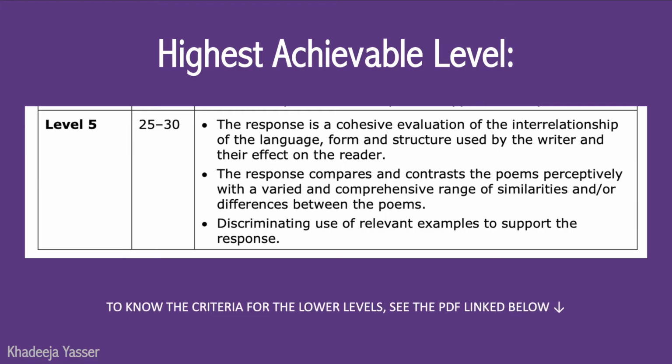And by the way, to know the criteria for the lower levels, you need to see the PDF linked below. So if you want to know what a level 4 answer is like, what it includes, what the criteria for a level 4 answer are, then you need to check the entire PDF, which is linked below. For now, this is the highest achievable level that you can get for a high graded answer. Level 5 is the highest level.